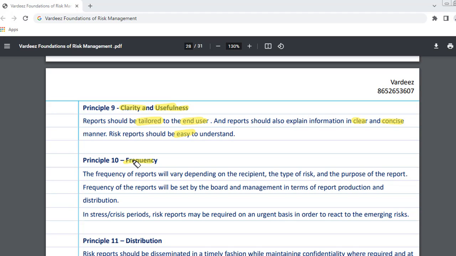Principle number 10 talks about frequency. The frequency of the risk report, that is how often you produce the risk report and how often you distribute it, should be set by the board and the management. Also, the frequency will vary depending upon the recipient, the type of the risk, and the purpose of the report. So these things will also decide the frequency of reports, and especially in stress or crisis periods, risk reports may be required on an urgent basis in order to react to the mounting risk.